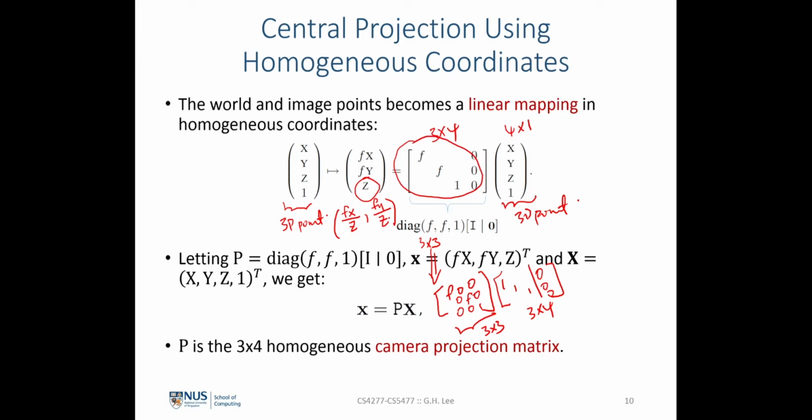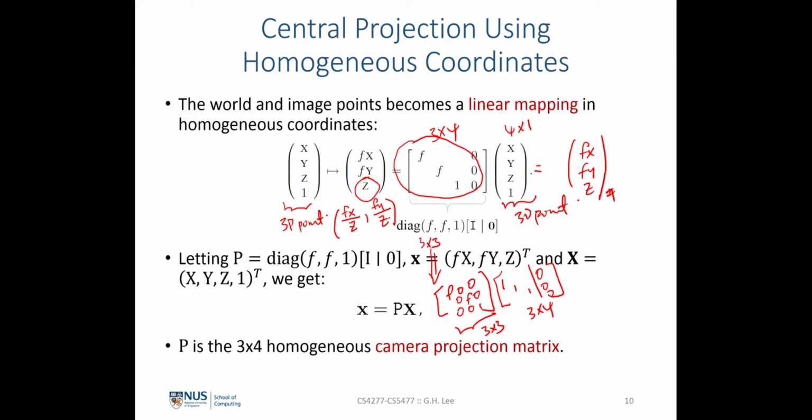And now, with this 3 by 4 matrix, if we multiply it by the 3D point, what we will recover here is the 2D projection f x, f y, and z over here.